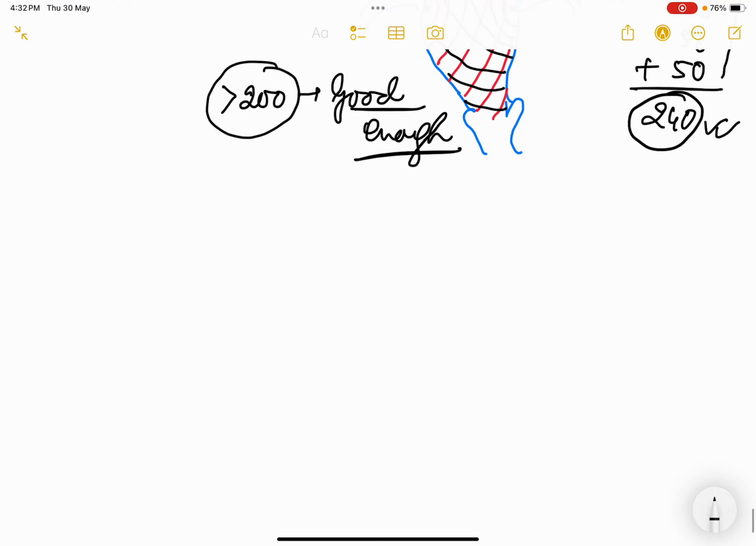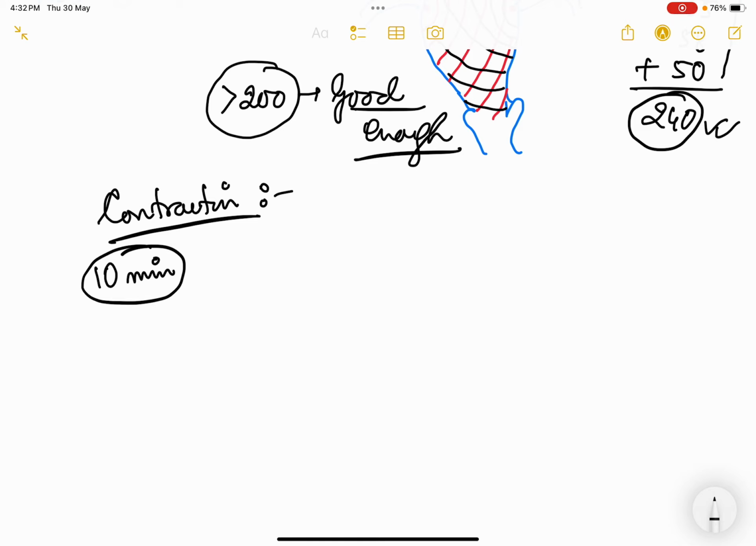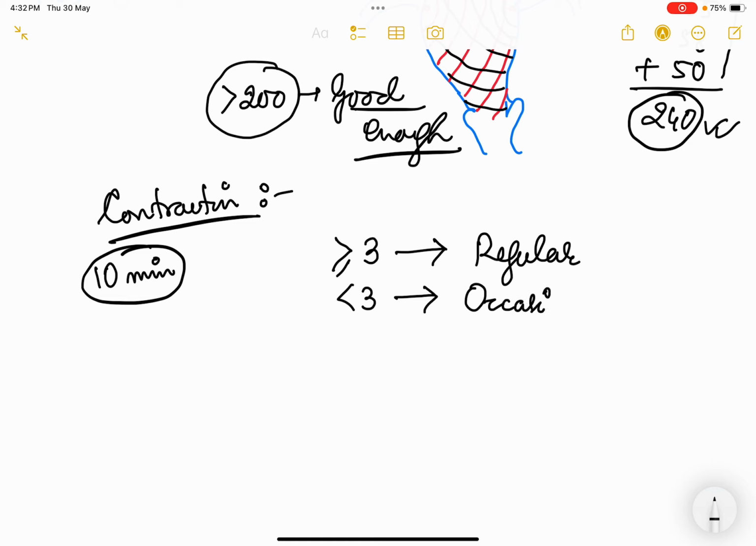Okay. Now regarding contractions, some of the important terminologies which I would like to tell is, contractions you measure for 10 minutes interval. Okay, so for 10 minutes how many contractions are there? If there are 3 or more contractions in 10 minutes, then it is called regular contraction. It is called regular contraction if it is 3 or more. If contractions are less than 3 in 10 minutes, then you say it is occasional contractions. They are occasional contractions, they are not regular.